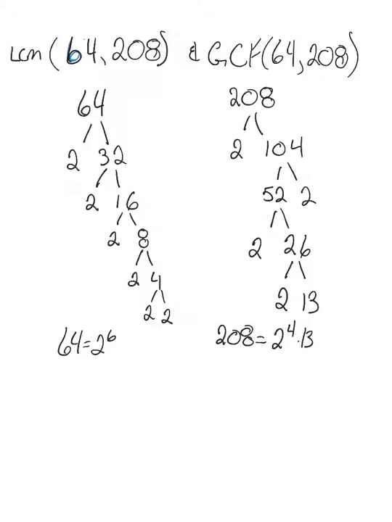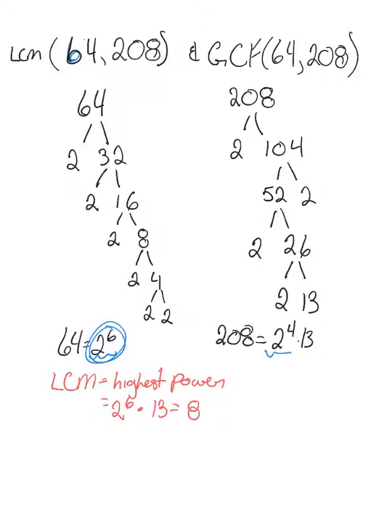Now, using the LCM, which equals the highest power in each. So, what's the highest power? Well, we are given a 2 to the 6 and a 2 to the 4. Which one's higher? Clearly 2 to the 6 is higher. And we're given a 13 to the 1. So it's going to equal 64 times 13, which equals 832.